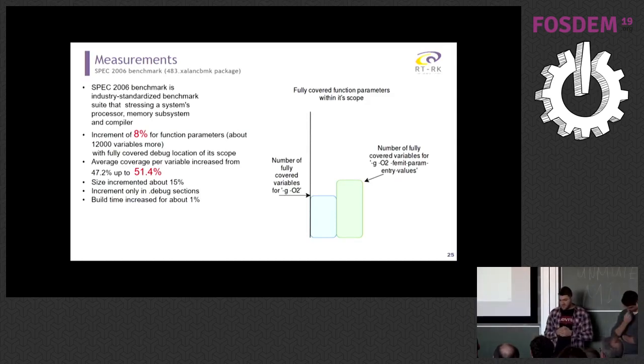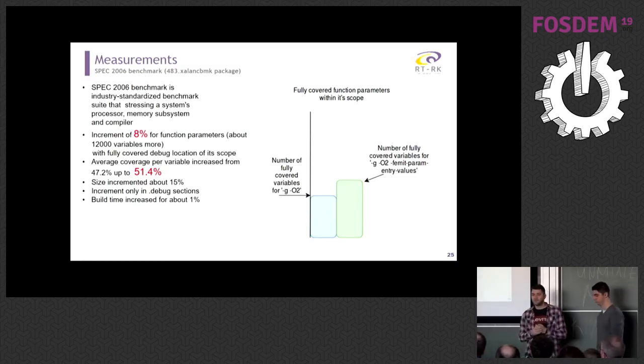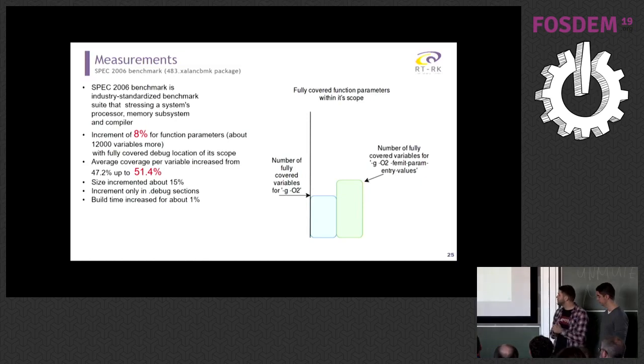In this case, we noticed an increase in average coverage per variable of about 4%. So there is no change in code generation. The change, as expected, is only in the .debug sections. And build time in this case increased by about 1%. So yeah, those improvements in debug location coverage are most important.